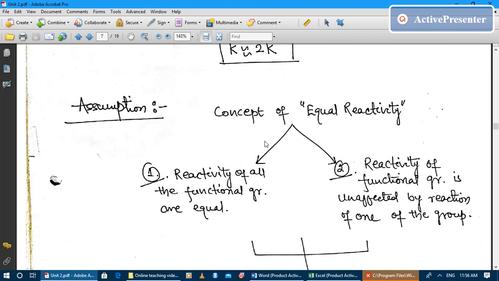Now let us look at the assumptions of step polymerization kinetics. And the assumption for step polymerization kinetics is known as the concept of equal reactivity. This is a very important thing. You have to keep it in mind. Okay, what is the assumption for step polymerization reaction? Without this assumption, kinetics for step polymerization reaction cannot be developed.